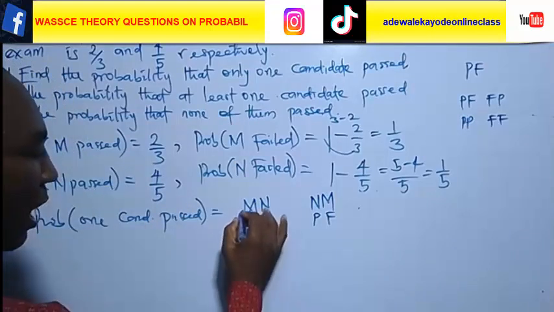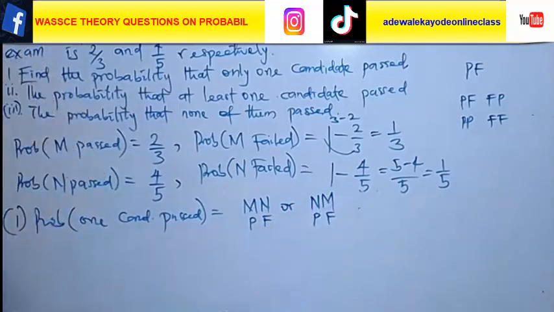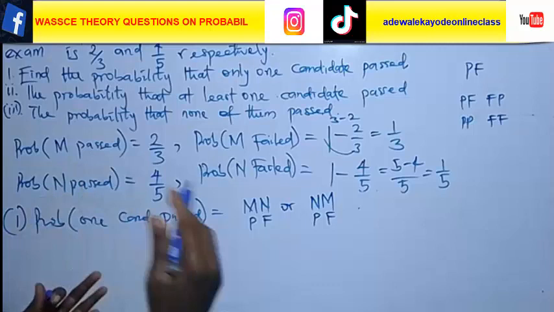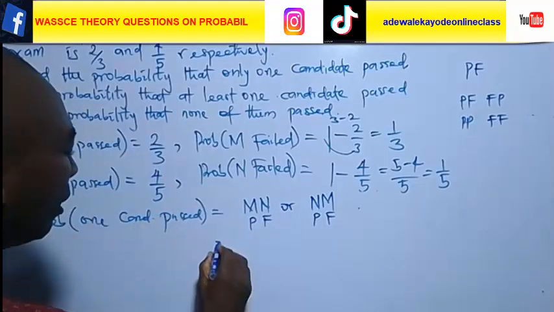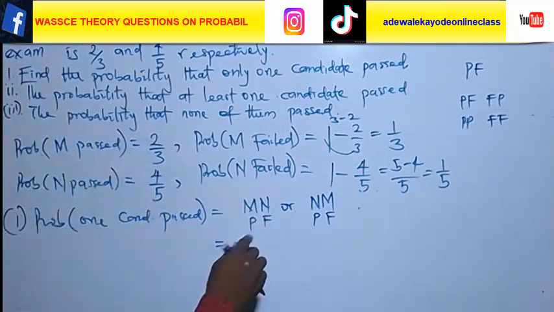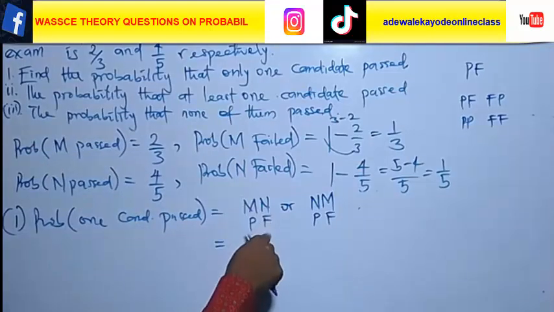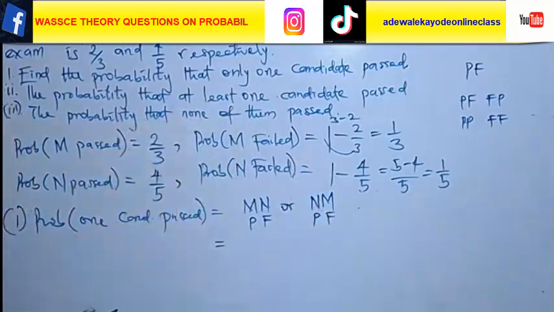That will be M pass and N fail, or N pass and M fail. And don't forget in probability, when we are talking about "or", that means you are going to add the two together. Always note that. When we talk about "or", you sum your result. So, the probability that at least one candidate passes: M pass and N fail, or N pass and M fail. Very simple thing.